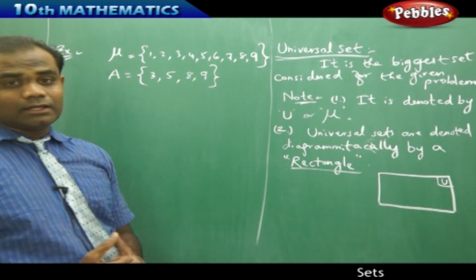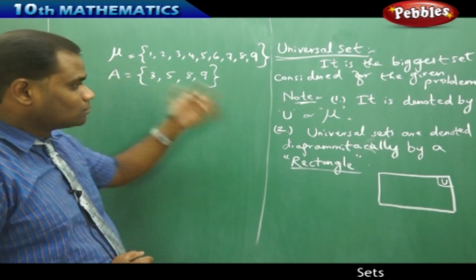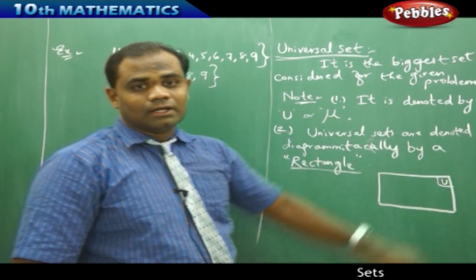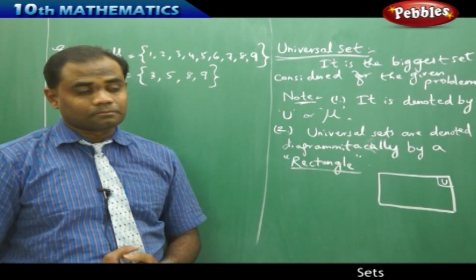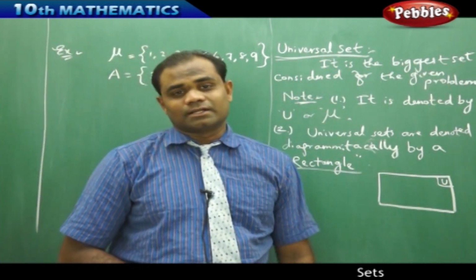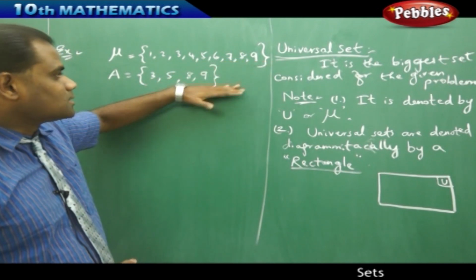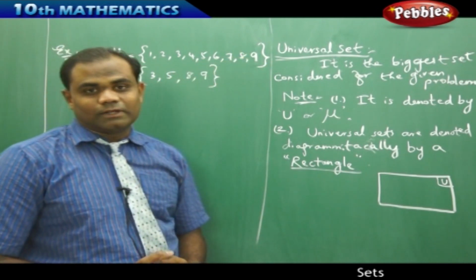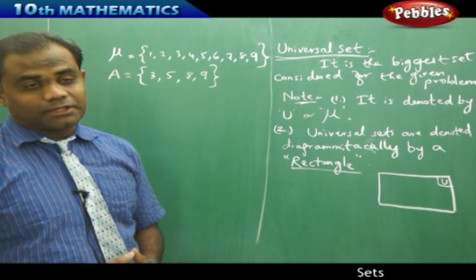Now my set A is with 4 elements 3, 5, 8, 9, and because mu is generally denoted for the universal set, I assume that the universal set has all the elements from 1 to 9. Now with the definition of the universal set, which says that it is the biggest set, I understand this to be the biggest set and this to be the subset of this, the part of that. Now let's try to represent them in the diagrammatic representation.